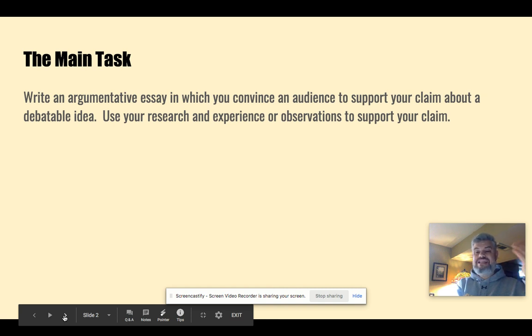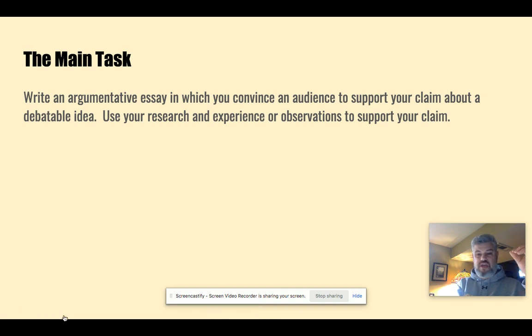So your main task, here's what you're going to have to do, is you are going to write an argumentative essay in which you convince an audience to support your claim about a debatable idea. Use your research and experience or observations to support your claim. So you're going to have to pick a topic that is something that is debatable. You could argue either side.